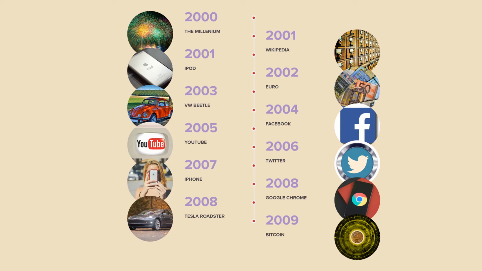And then just a year later, in 2006, Twitter appeared on the scene of social networks. In 2007, iPhone was launched to the market. 2008 is marked by two events. Google Chrome was released, and the electric car Tesla Roadster was launched. And in 2009, the cryptocurrency Bitcoin was launched. So we could go on and on and on.